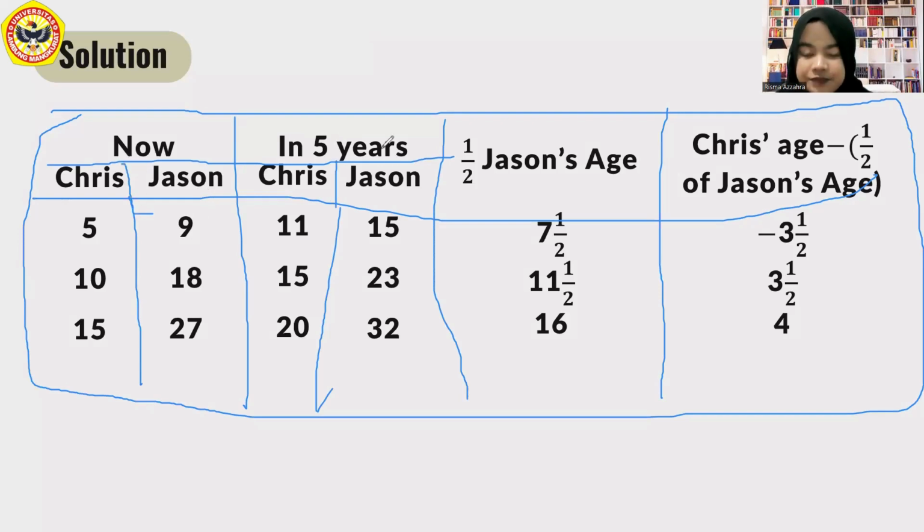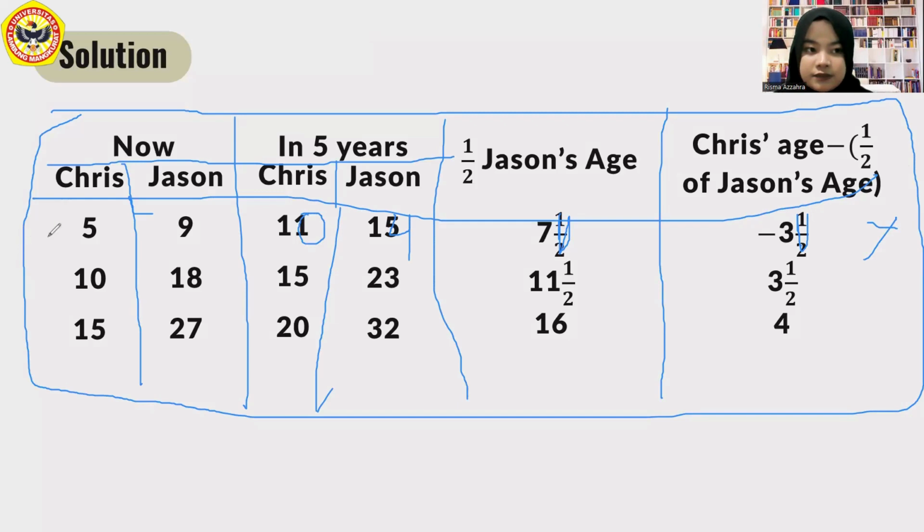So in 5 years, Chris would be 10. I'm sorry, this is a mistake. And Jason's would be 14. And so one half of Jason's age is 7. And Chris' age minus one half of Jason's is minus 3. There's no way to have minus 3 as an age, so this is wrong.